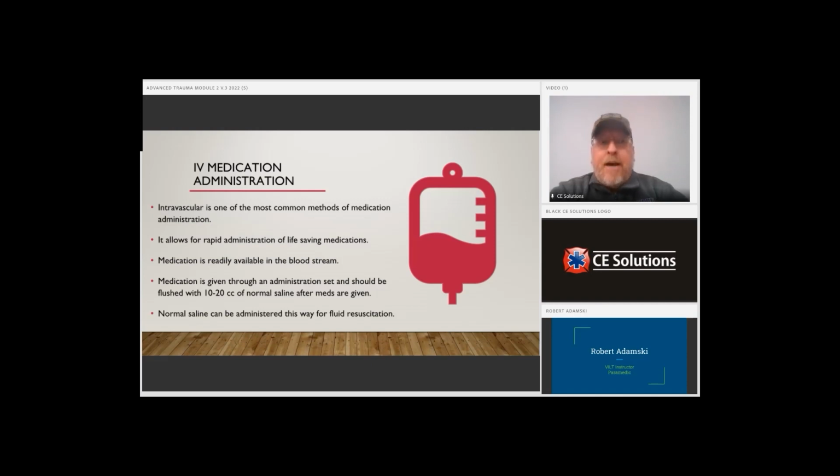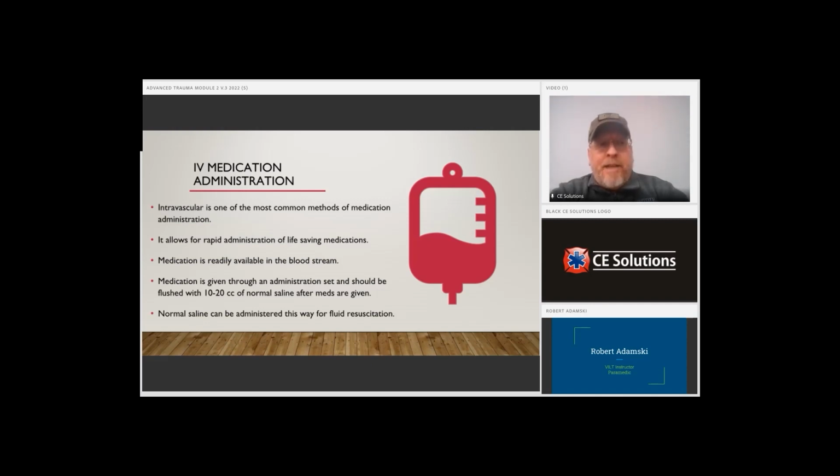Now, an alternative, we're going to talk about this, would be the intraosseous route. If you're not able to gain IV access, you could also try IO or intraosseous access into the bone marrow. The onset of action is very similar, 30 to 60 seconds generally.